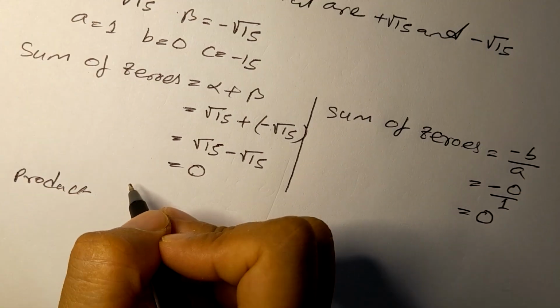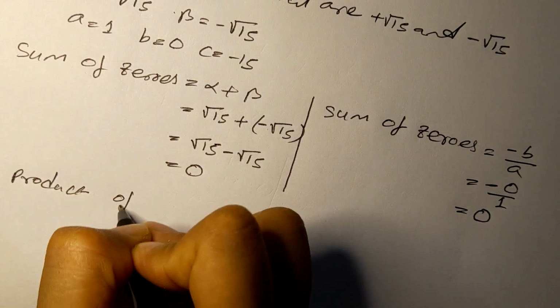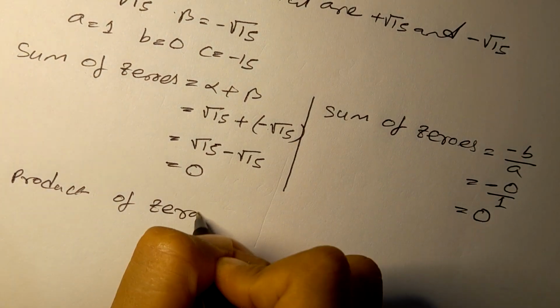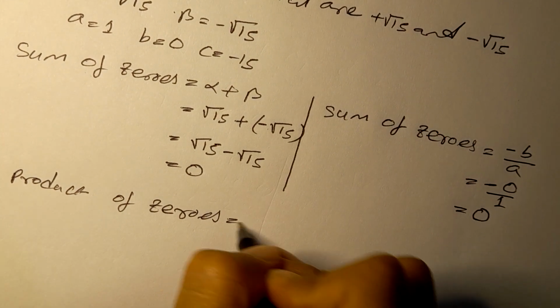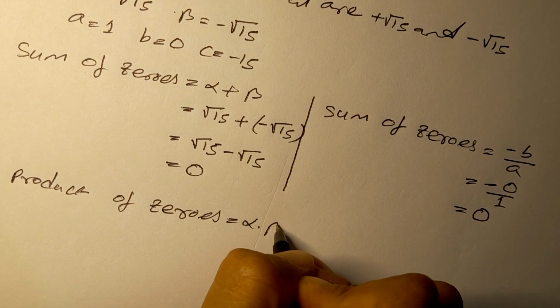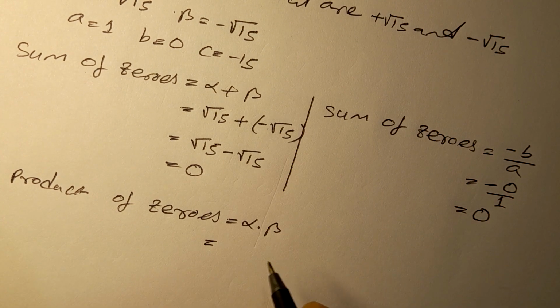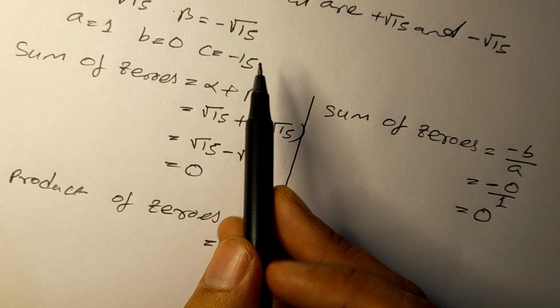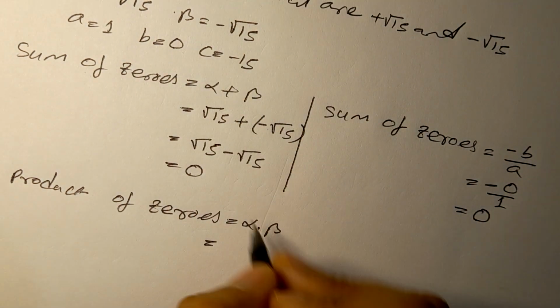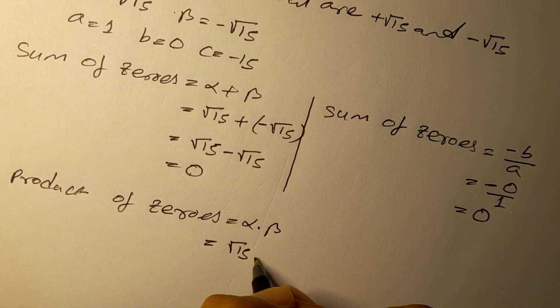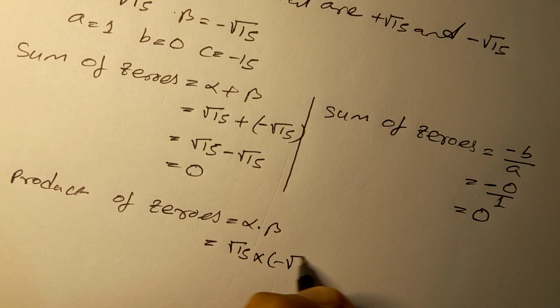Product of zeros. Product means multiplication, alpha into beta. This is into alpha. How much do we have? Alpha is root 15 into minus root 15.